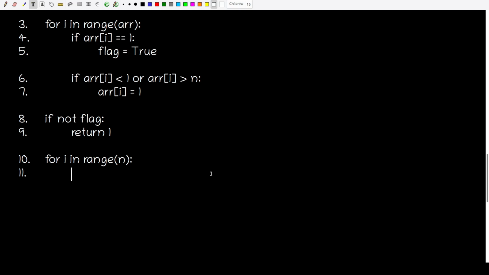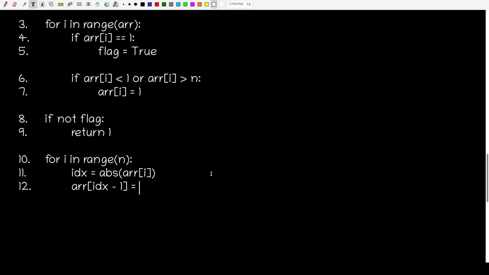And then we are going to mark the presence of the elements of the array. So for that, idx is equal to absolute of arr[i]. Now let us mark the presence of idx in the array. So for that, arr[idx - 1]. So idx presence will be marked at the index idx minus 1.